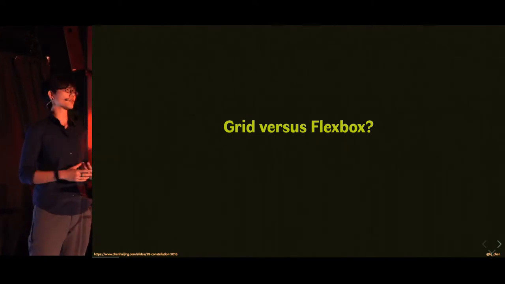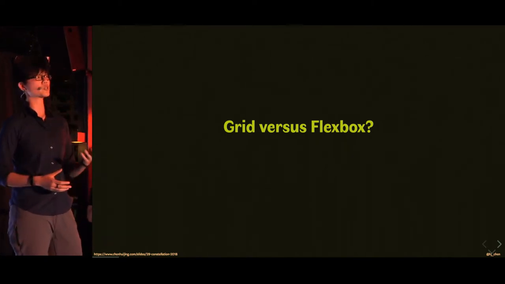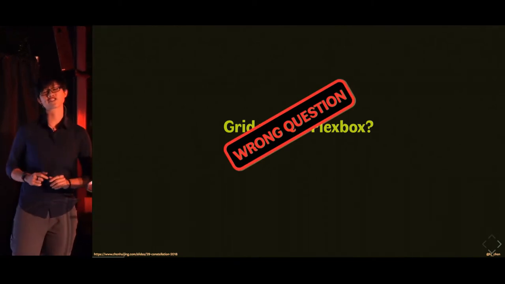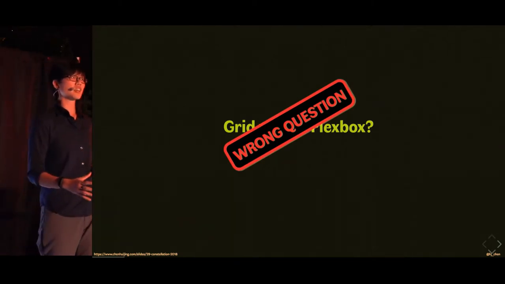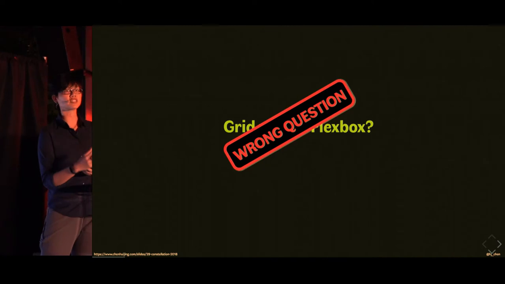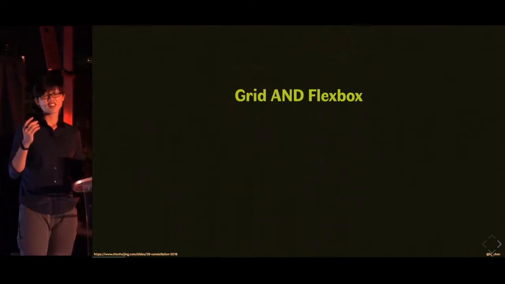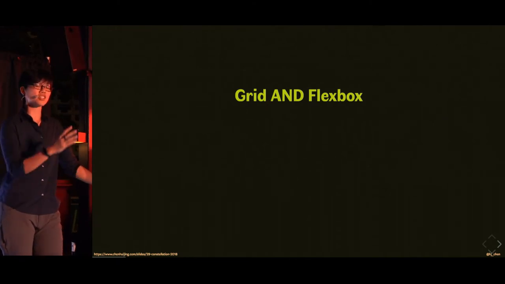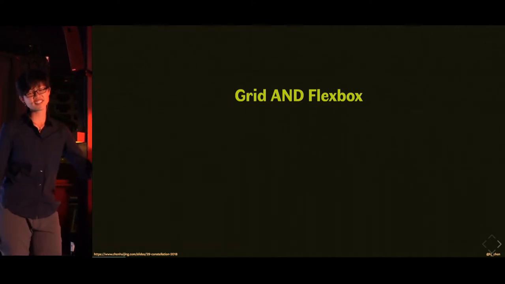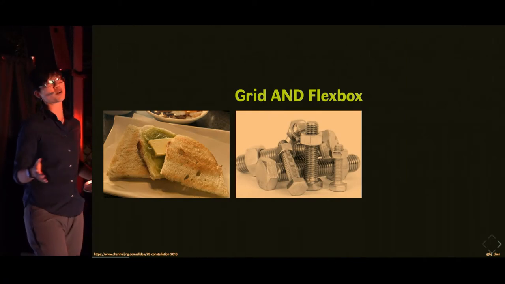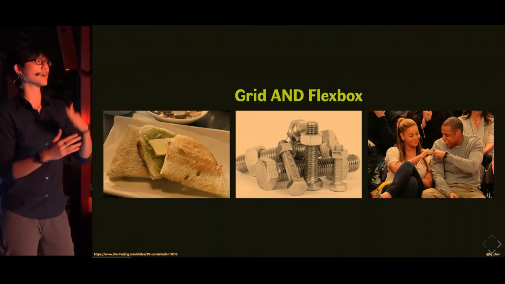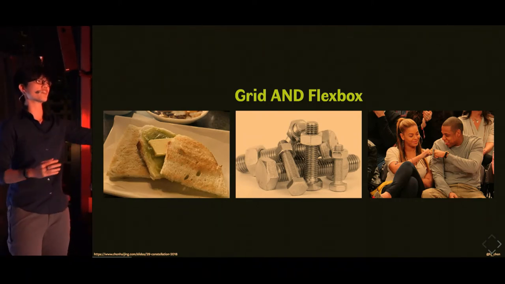And some people have asked the question, like, we already have Flexbox, why do we need Grid? Or is Grid meant to replace Flexbox? Wrong question. The fact is that Grid and Flexbox are meant to be complementary. They're meant to be used together so that we can build layouts that are truly native to the web. The correct mindset we should be having is Grid and Flexbox, because Grid and Flexbox are best friends. They are like kaya and butter. They are like nuts and bolts. They are like Jay-Z and Beyoncé. They are good on their own, but together they can achieve another level of awesome.